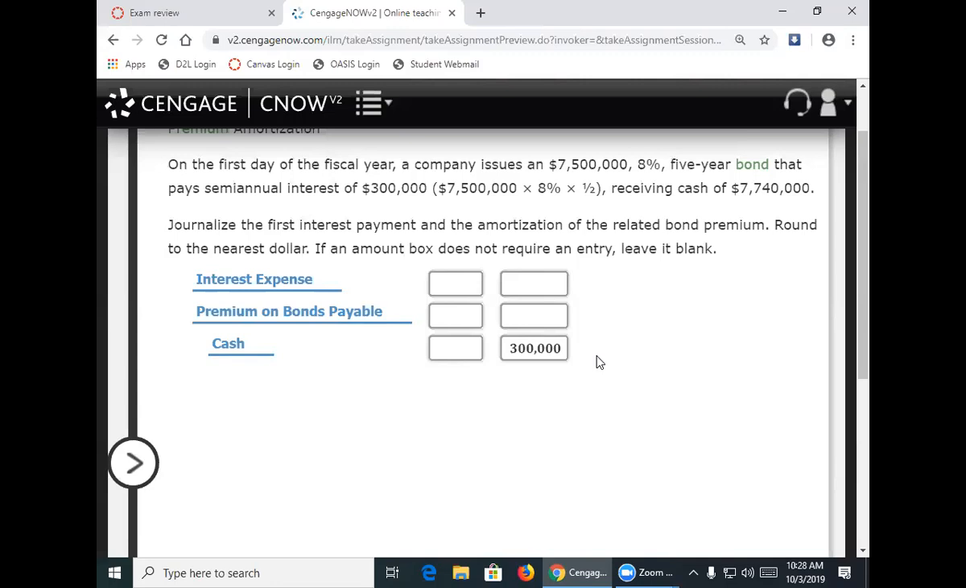24,000 is the amortized premium amount that I debit. Very good. The interest expense, we're going to take the cash minus the premium on bonds payable to get the interest expense. That would be like what, 276,000?